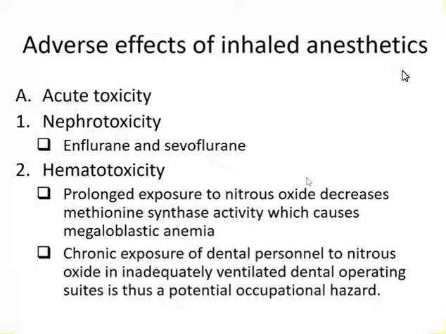Hematotoxicity is mainly shown with nitrous oxide. If you remember, I have also listed nitrous oxide with toxicity as megaloblastic anemia. There is an enzyme called methionine synthase, which is required for the synthesis of blood cells. Prolonged exposure to nitrous oxide decreases the activity of methionine synthase, because of which blood cell production will fail and they will land up in megaloblastic anemia.